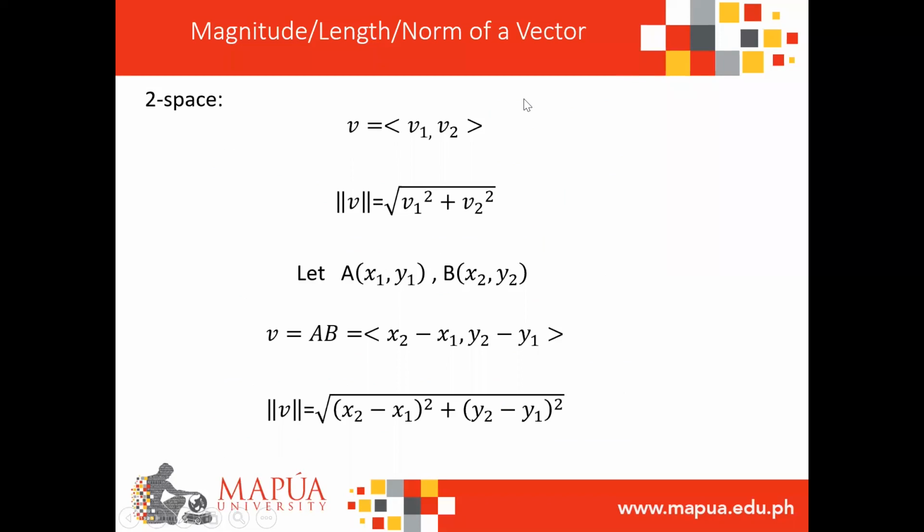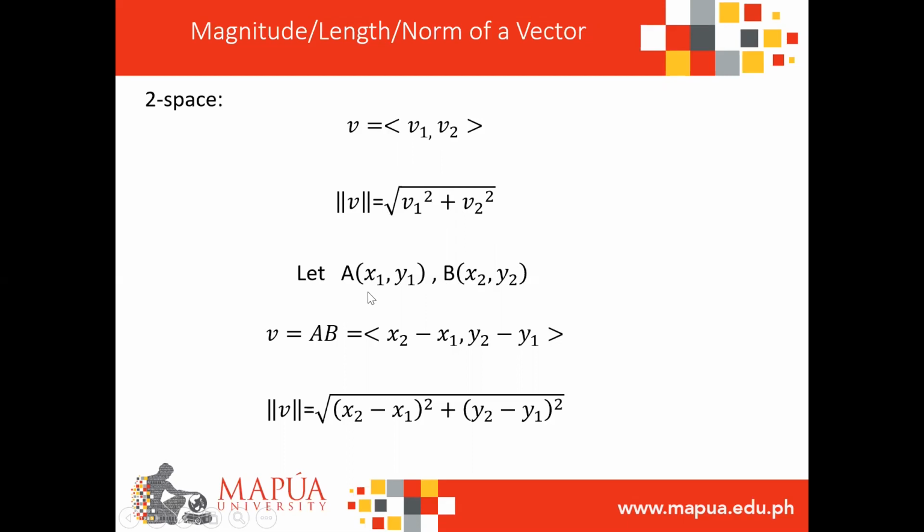In this next slide, we have the corresponding formulas for the magnitude, or length, or norm of a vector. If we have it in 2-space, where we have a vector v with components ⟨v1, v2⟩ in angle bracket notation, its magnitude, represented by this double absolute value sign, is equal to the square root of v sub 1 squared plus v sub 2 squared. This is when you have your vector v as a position vector with its initial point at the origin.